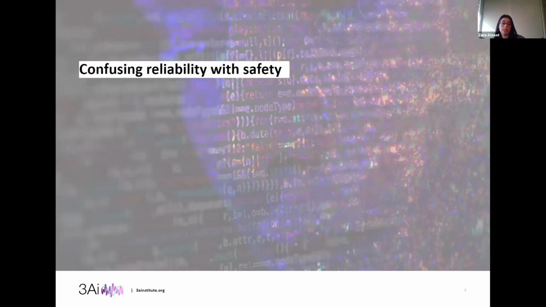Confusing reliability with safety. Reliability and safety are not the same. And I think this goes back to the terminology that I touched on in the beginning, and the constant misuse or using words interchangeably. Safety is about risk and reliability is about dependability. So just because a system operates in the same way every time, it does not mean that the system is safe. Another one that I'll add here is quality assurance. Quality assurance looks at compliance with requirements, not risk. So having satisfied the requirements for quality assurance does not mean that the system is safe.